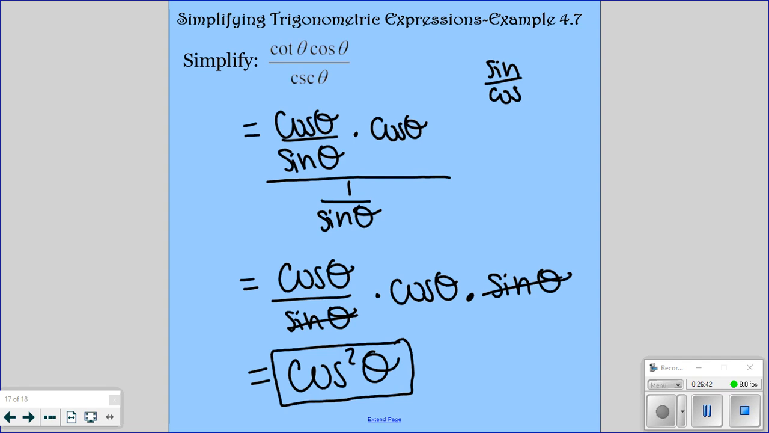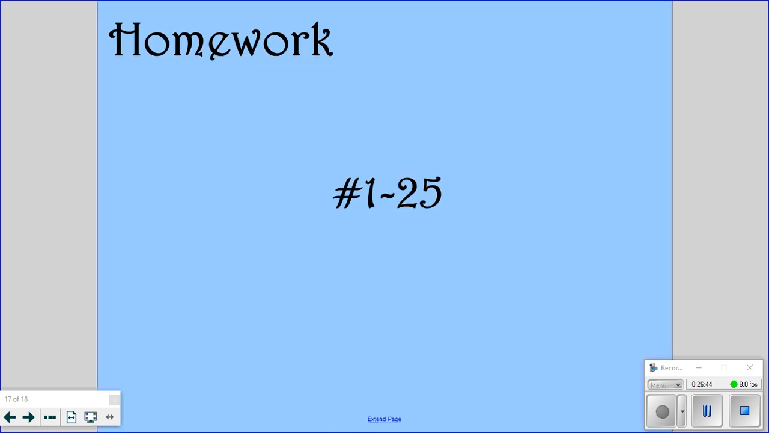So hopefully some of this trig stuff is coming back to you. You do have to practice it. You definitely don't want to only rely on your unit circle to come up with your answers, because you won't be able to use a unit circle on your test whenever that comes up.